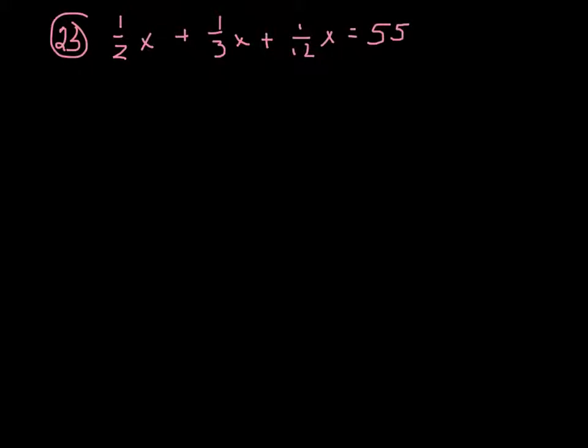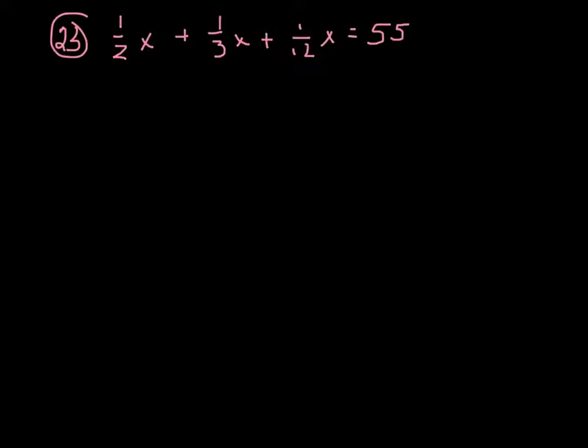Now we get to our word problems. Problem number 23 says that the sum of 1/2 a number, so that'd be 1/2 x, and 1/3 of a number, 1/3 x, and 1/12 of a number, 1/12 x, is equal to 55. And we're supposed to find x.